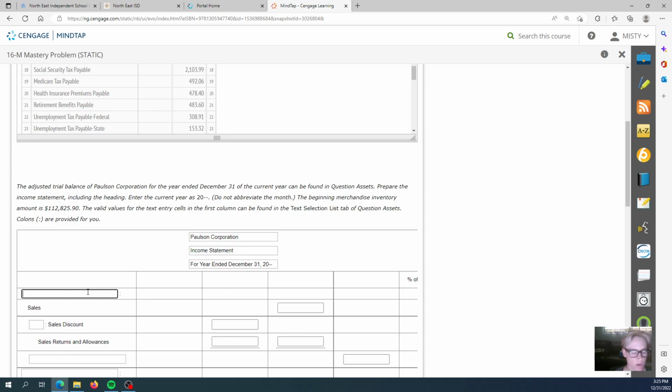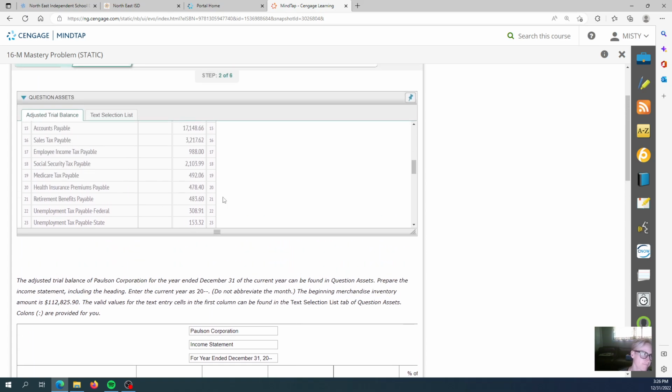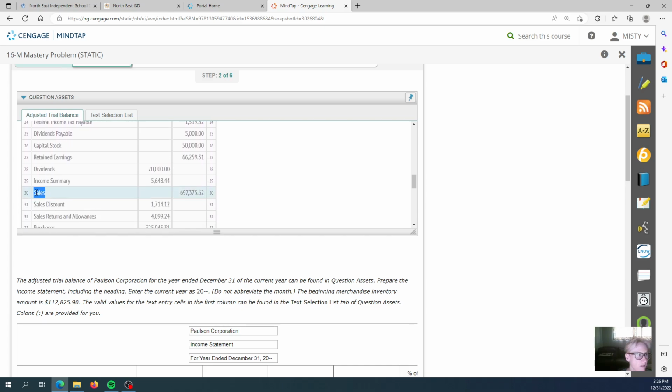What is this first category? What do we have? We have operating revenue. Okay. The first category under operating revenue is sales. We need to put our number in here. Where do we find sales? Go back up to our adjusted trial balance and look for sales right here.